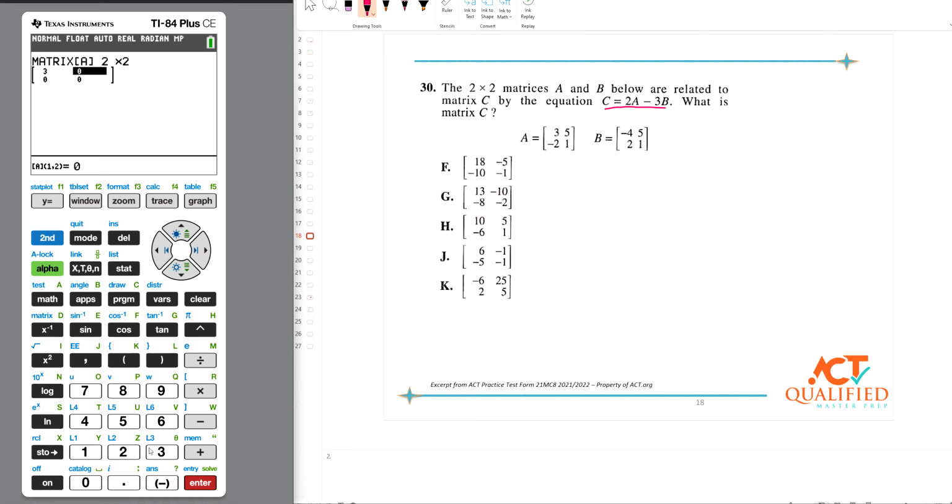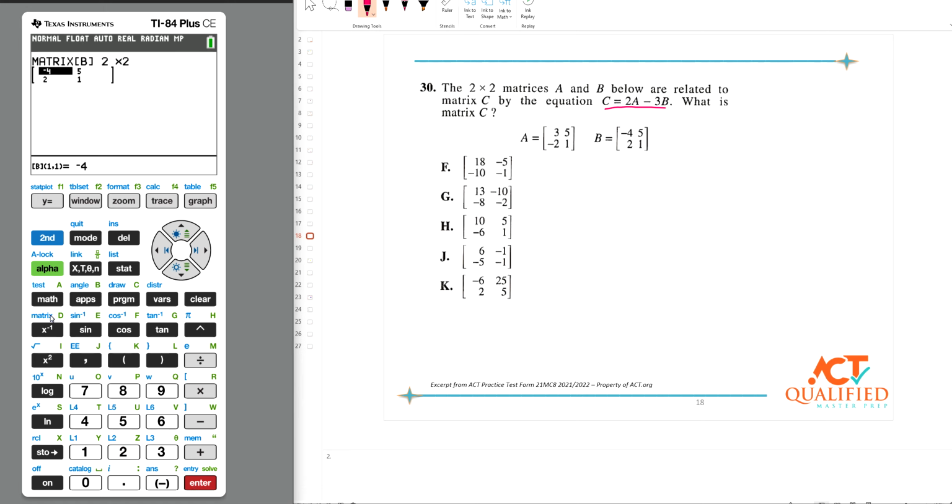So 3, enter, 5, enter, -2, enter, 1, enter. So that is matrix A. Now go back to matrix. I press second and then the matrix key. We are going to go down to B and select edit, tab over to edit. We are editing matrix B, and it too is a 1 by 1 by default, so we are going to change it to 2 by 2. Next, put in -4, enter, 5, enter, 2, enter, 1, enter.